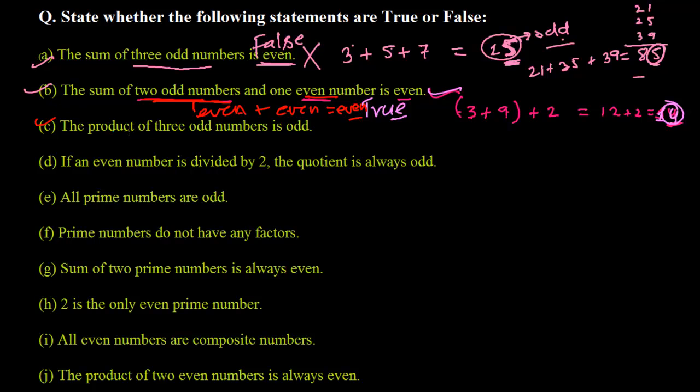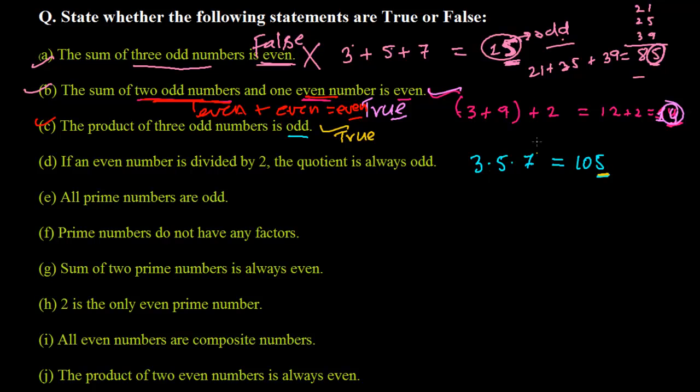The third one is: the product of three odd numbers is odd. Let's try 3, 5, 7. 3 times 5 times 7. So 3 times 5 is 15, and 15 times 7, I think, is 105. See, 105 ends with the digit 5. So what is this 5? 5 is an odd digit. So this is an odd number, and we're getting it right, so that's true.